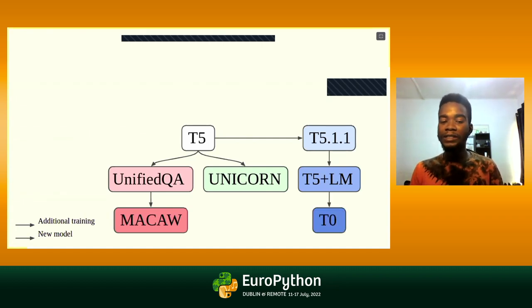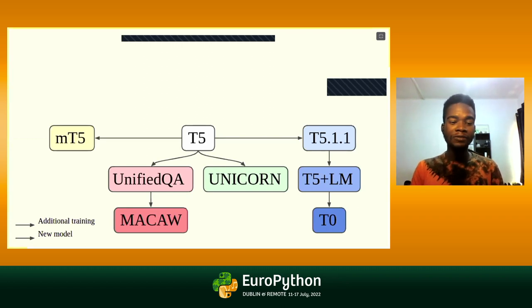And then we also have T0, which is like T5 plus LM taken and improved further. Also, we have MT5, which is a multilingual version of T5, because it's trained across a larger data set of over 100 languages. And it's also performing better than T5 on languages.